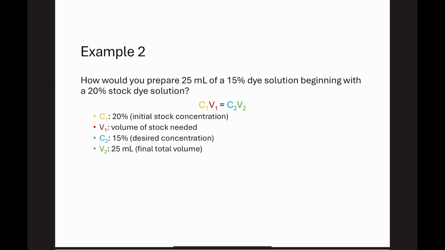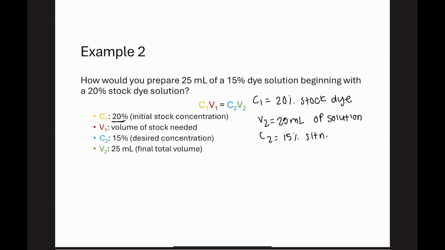So let's rewrite this. We know that we have 20% stock dye, and this is going to be our initial stock concentration. This is going to be our C1. And we have to prepare 25 milliliters of solution. So this is going to be our V2. This is going to be our final total volume. And we know that we have to prepare a 15% solution, which is going to be our C2. So again, we're left with solving for V1.